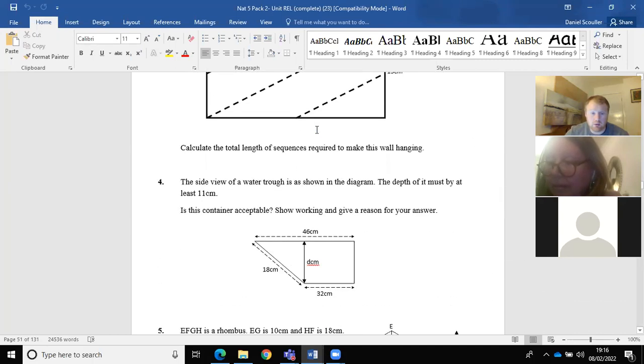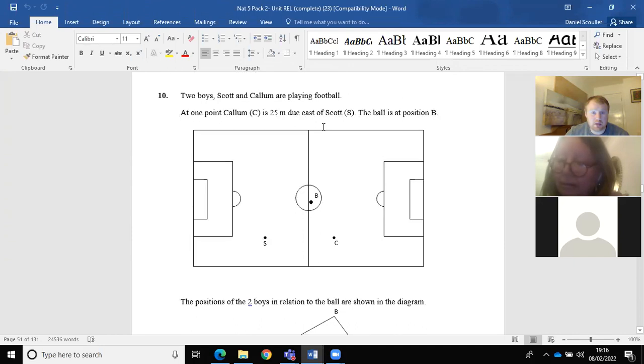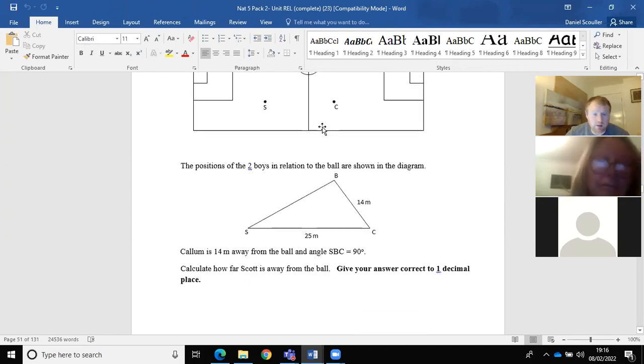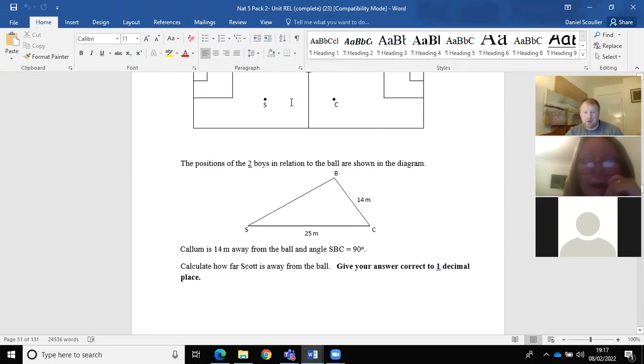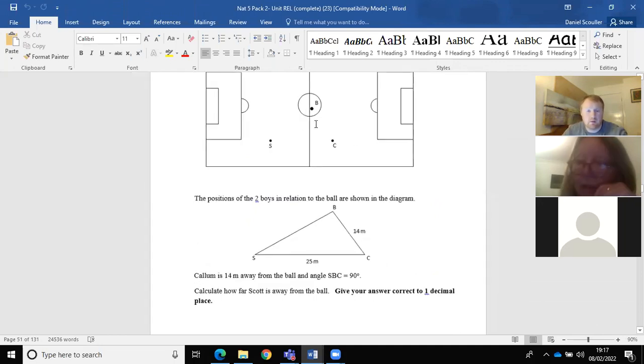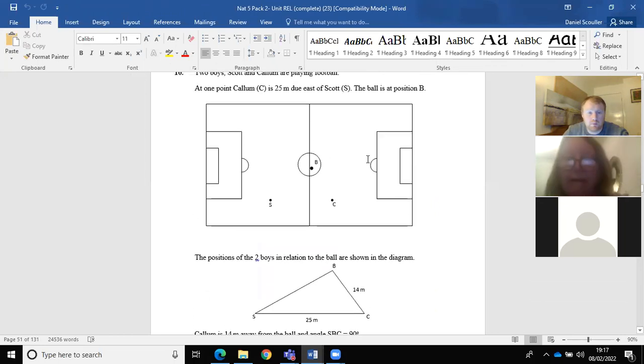So I'm going to do question 10, which is this one. And then 11, which is this one. Okay, so I'll do question 10 on page 55. Let's have a wee look at this.